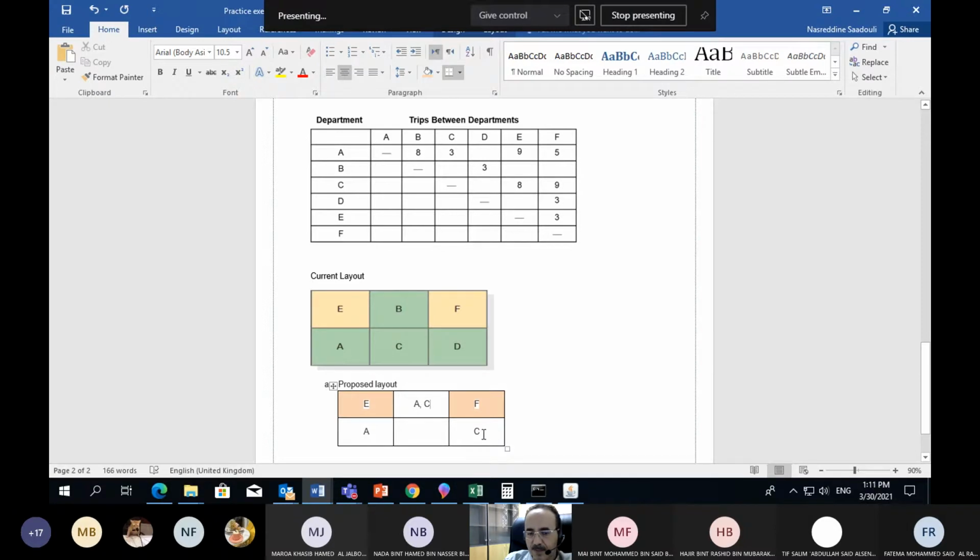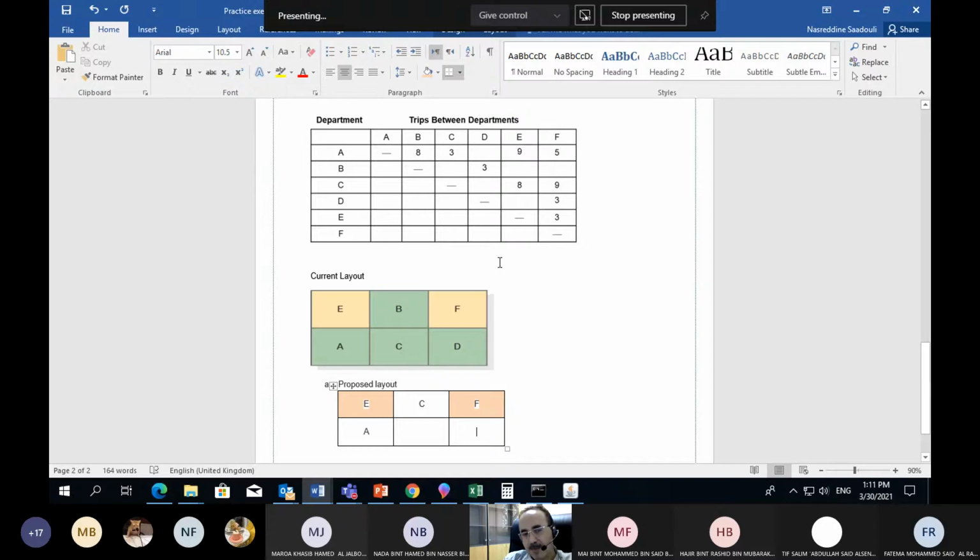If I put C here, it's close to F, but what do you notice in the closeness table? The closeness factor of C to E is very high, also 8. So if we can put C in a place where it is close to both E and F, that would be the best location. And therefore, C must be here because this is the location where it is closest to E and F at the same time, which means it cannot be here. And therefore, we should put A here, since A also must be close to E. This is one thing.